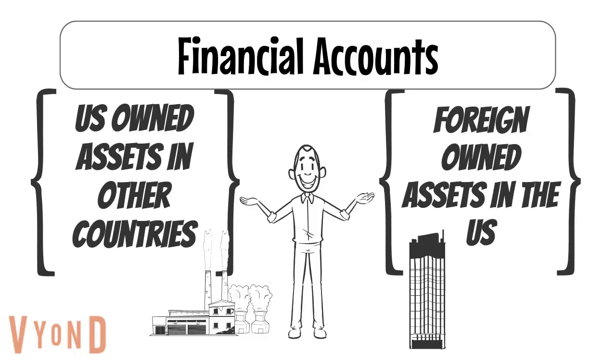When we buy a company in another country, when Ford bought Volvo originally, Volvo became a U.S.-owned asset in another country. The change in those, the amount of money that flows back and forth because of those, shows up in the financial accounts.